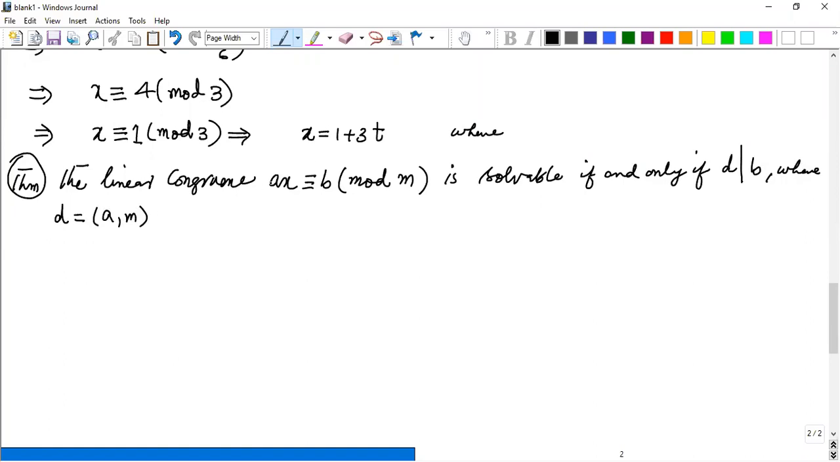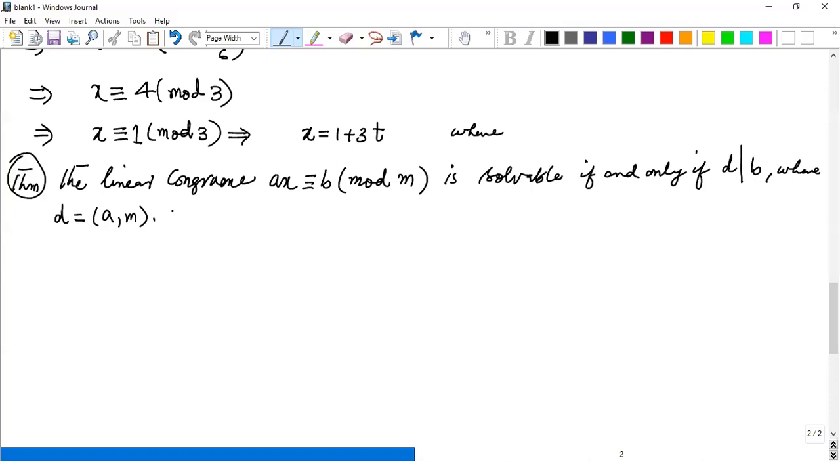So we just solved the above linear congruence, and we have seen that the GCD of A and M divides B. So this linear congruence is solvable if and only if D divides B, where D is the GCD of A and M. So this result is equivalent to the result that we studied for linear Diophantine equations.